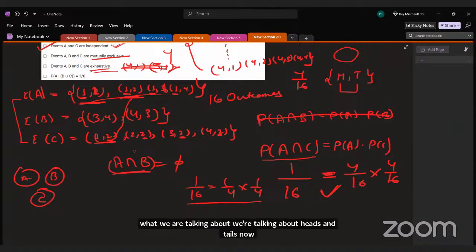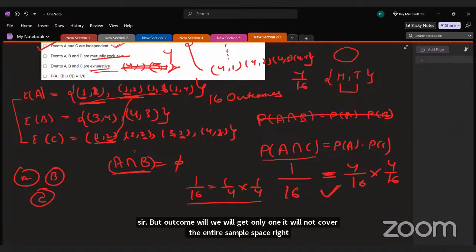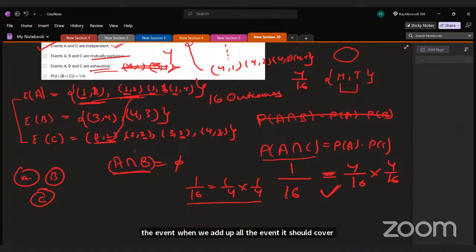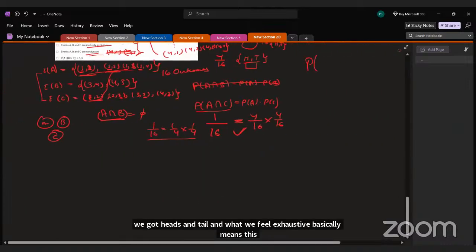It will not cover the entire sample space, right? No, what do you understand by mutually exhaustive? Sir, when we add up all the events, it should cover the entire sample space. Yeah. So on tossing a coin, what's the sample space? This is the sample space, and we got heads and tail. What mutually exhaustive basically means is that the probability of the sample space is one.